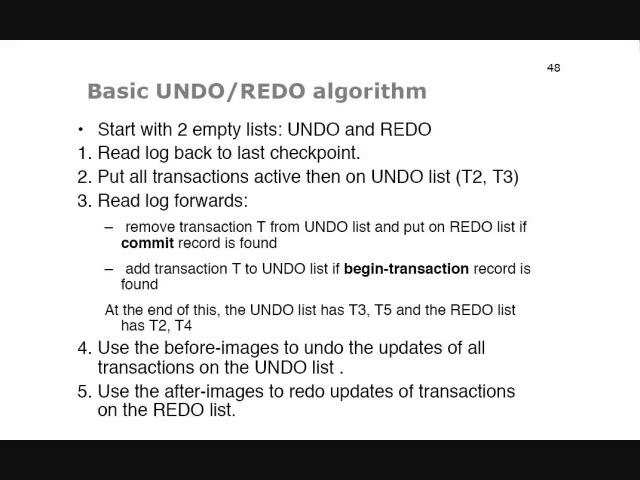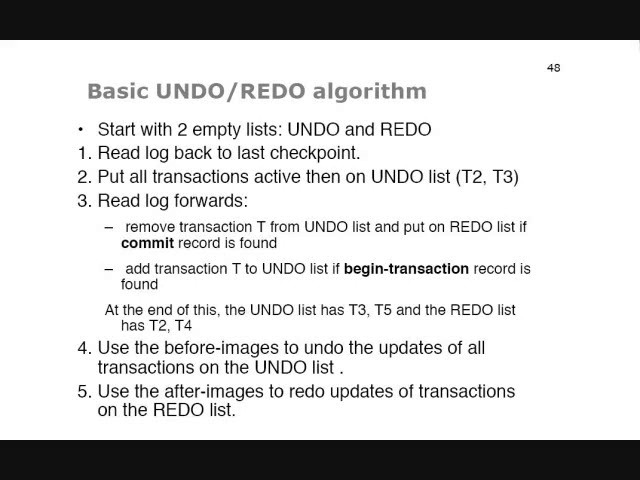So at the beginning I have my undo list and my redo list, and they're both empty. Then I read the log back to the last checkpoint. And I know there that the transactions that are active have to be in either the undo list or the redo list. In this case, my active transactions were T2 and T3. Those two transactions were active but not committed, so I have to put them in the undo list, because they didn't commit at that point.